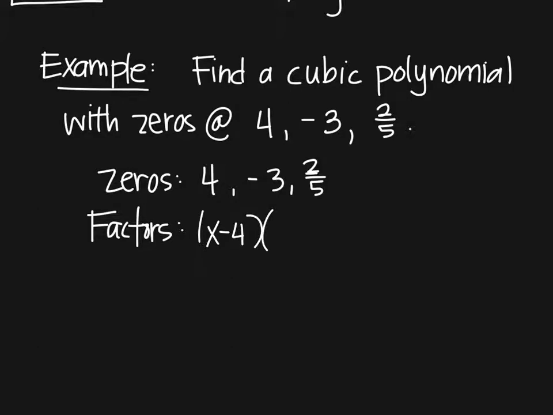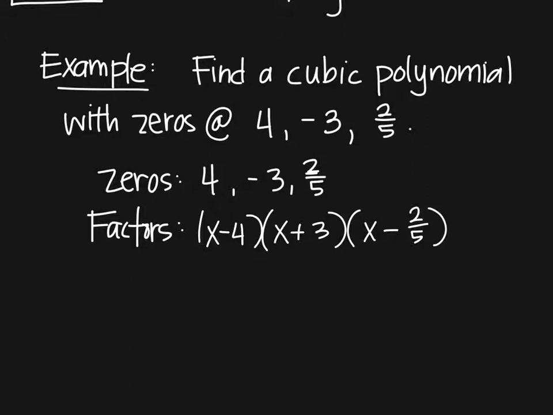And the number -3, what factor did it come from? X plus 3. And how about the fraction 2/5? What did that come from? X minus 2/5. Okay, now we don't want to use decimals, but we would like to clear the fraction out. So what can we do to help ourselves clear out the fraction? Couldn't it be like 5x minus 2? Exactly, we're going to multiply by 5 so that we can clear out the fraction.